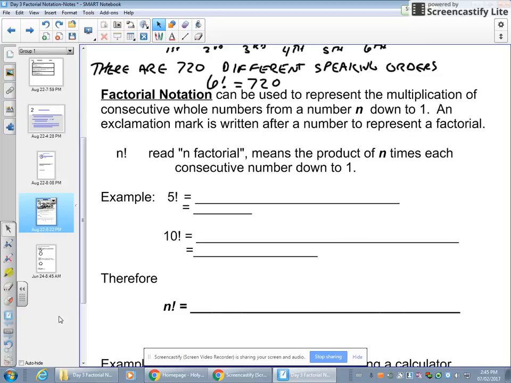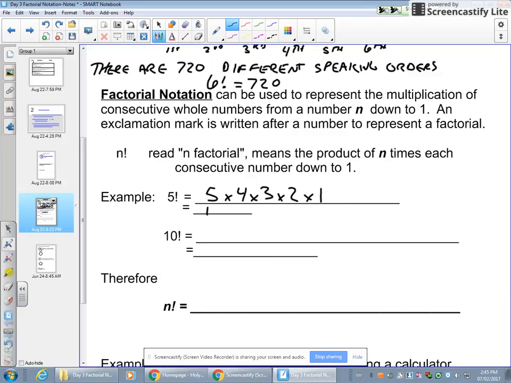All right, so factorial notation can be used to represent the multiplication of consecutive whole numbers from a number n down to 1. So if I started at 3, it would be 3 times 2 times 1. An exclamation mark is written after a number to represent a factorial. So n exclamation mark, we would read that as n factorial. The example here, 5 factorial simply means 5 times 4 times 3 times 2 times 1.